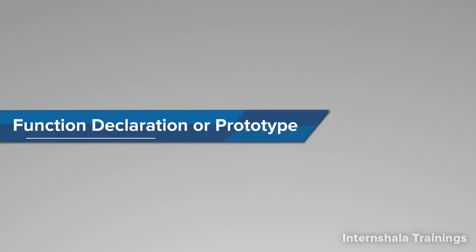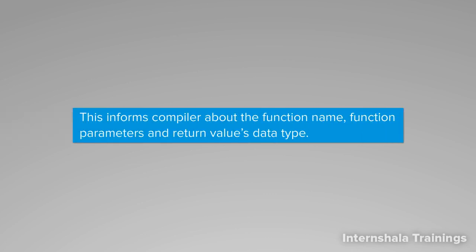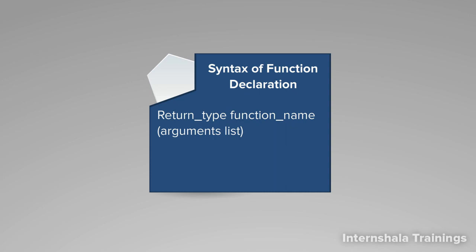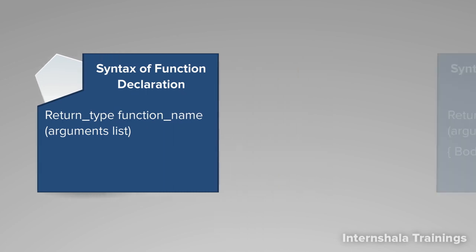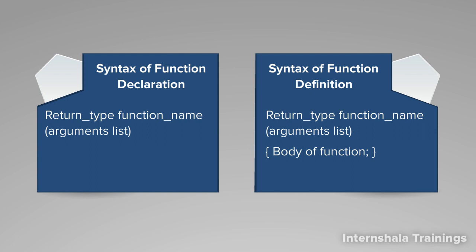Now let's move on to function prototype. Function prototyping is a very useful feature of C programming. This informs the compiler about the function name, function parameters, and data type of return values. The syntax of a function prototype is return type followed by function name followed by arguments list. Notice that it looks just like the syntax of the function definition except that it does not have the body. For example, the code shown here declares a function cube.